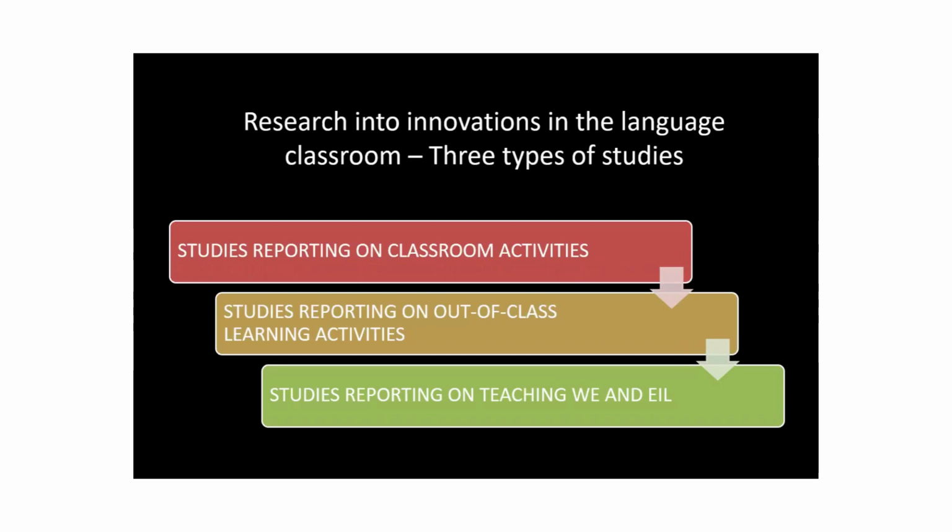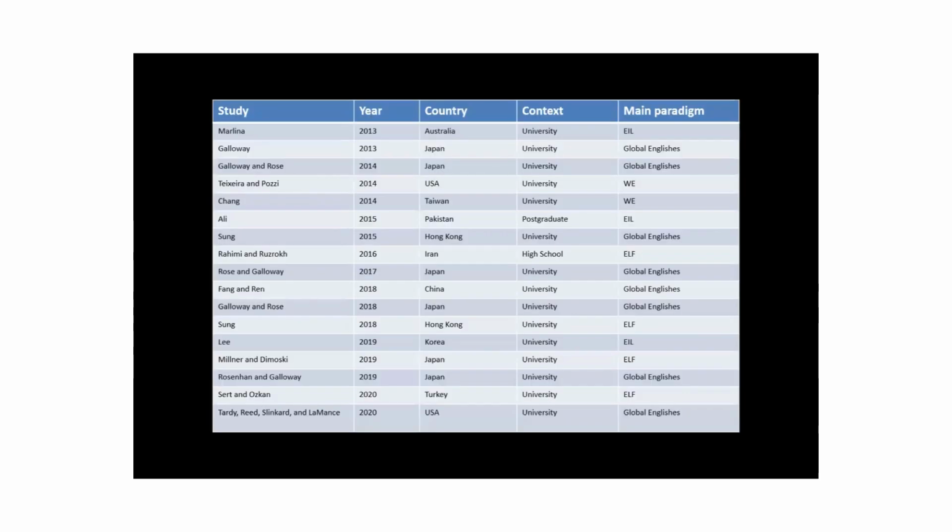And then there were studies reporting on teaching World Englishes and EIL. So this notion of raising awareness of Global Englishes by talking to students directly about it. The majority of the studies in our systematic review were focused on the classroom. We can see a list of the studies there with a lot more intensive activity later. We're seeing a lot of studies, especially emerging out of the Asian context. There are lots of studies in Japan, Hong Kong and China.